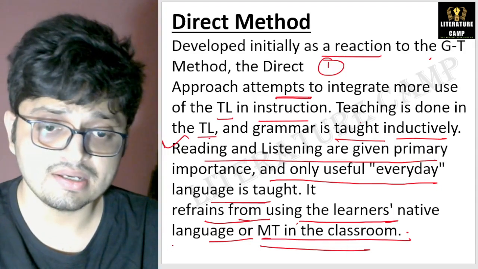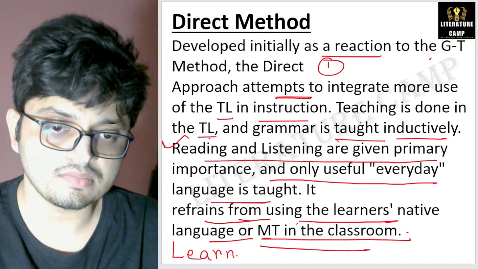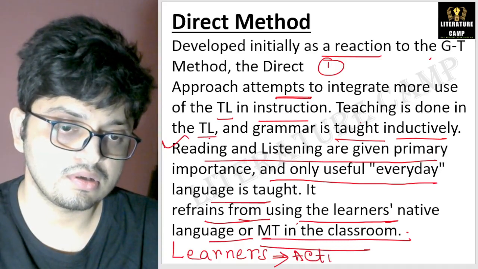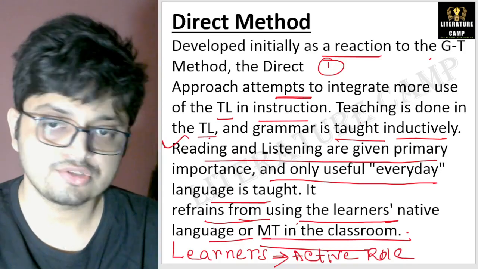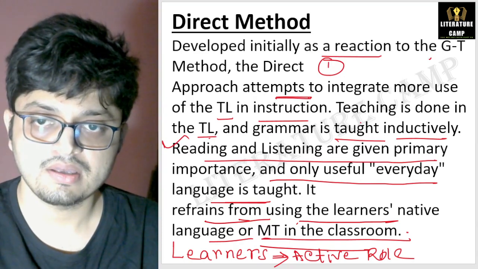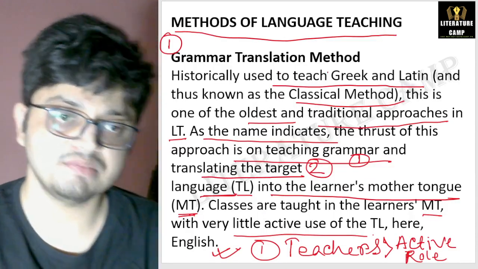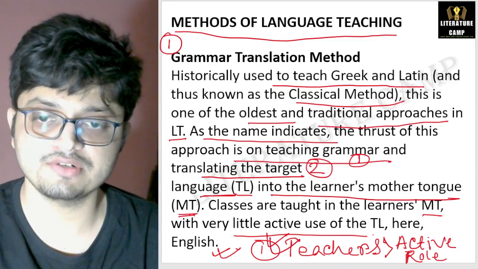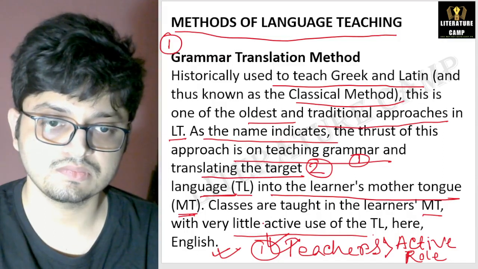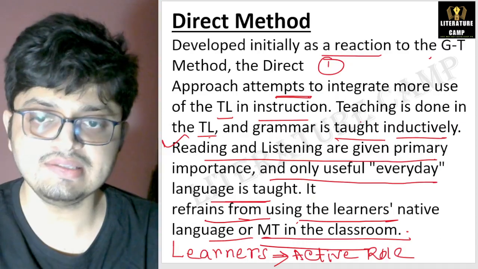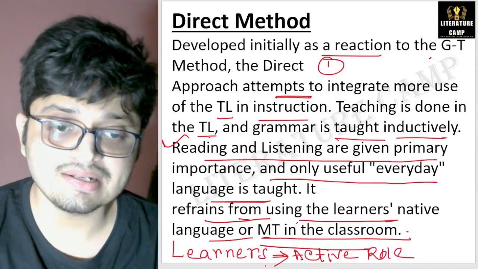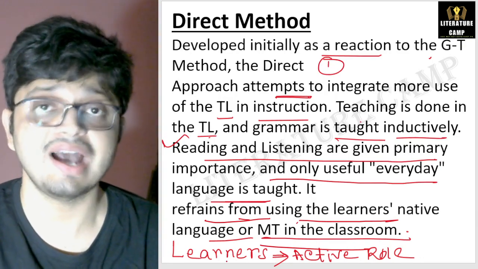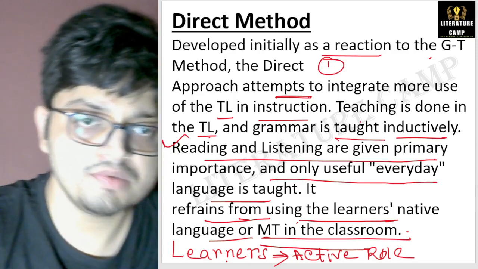And let me tell you here, learners play an active role. In the previous method, as I have discussed, the grammar function method, who played the important role? These teachers played the important role, right? But in this method, the direct method, learners are given an active role. So definitely this can be asked. I hope you have understood this direct method.